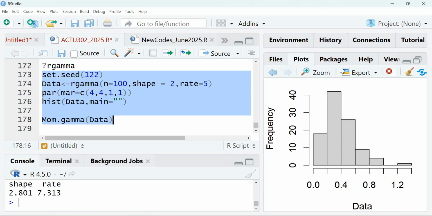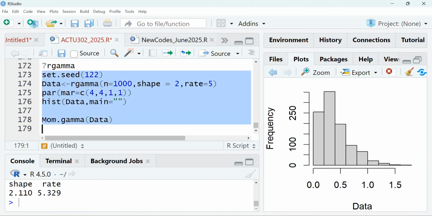Okay. So we increase it to 1,000. Now, what statistical principle are we trying to illustrate here? We are doing the law of large numbers, checking it empirically. Is that okay? So now we increase it to 1,000. Now it's a bit better. We are getting closer to 2 and what? 5. Let's change it to 10,000.